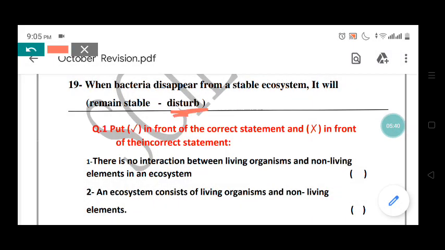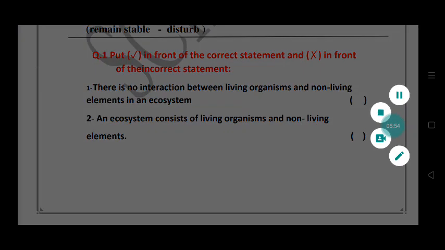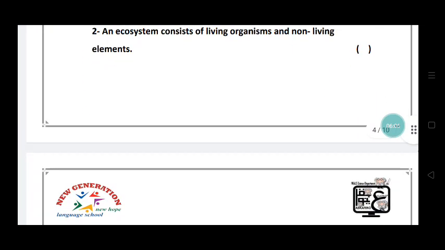Okay, true or false? There is no interaction between living organisms and non-living elements in an ecosystem. Of course, false. An ecosystem consists of living organisms and non-living elements. Super, true.